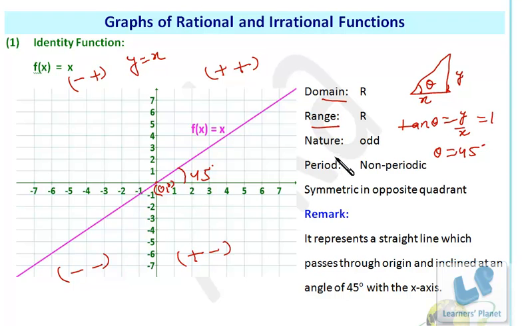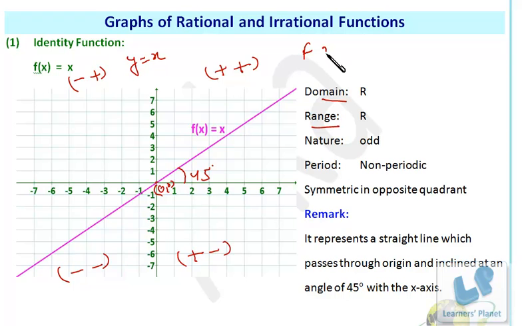The next thing is the nature of this graph. It is the graph of an odd function. What is an odd function? I just described it. Wait a moment. So this is the graph of f(x). Now f(x) is equal to x. So f of minus x will be what? f of minus x is minus x, right?